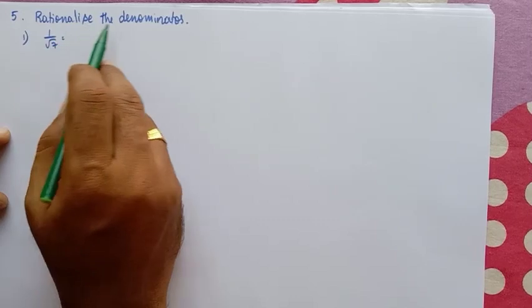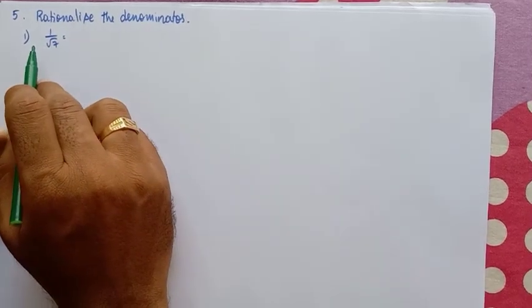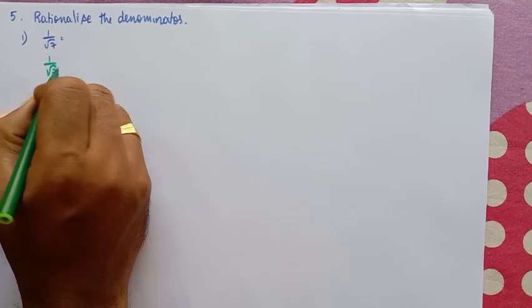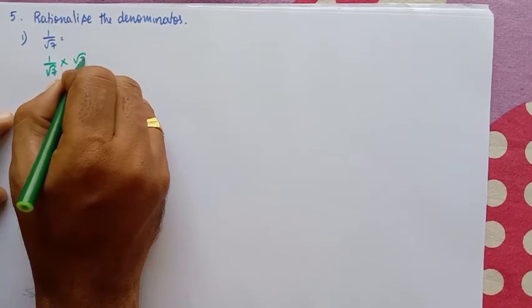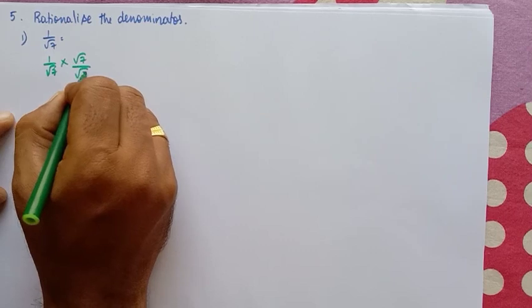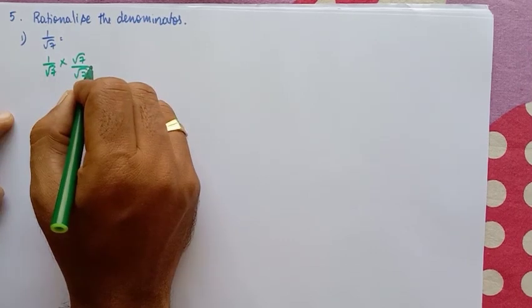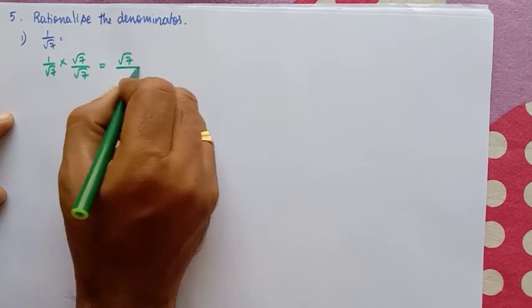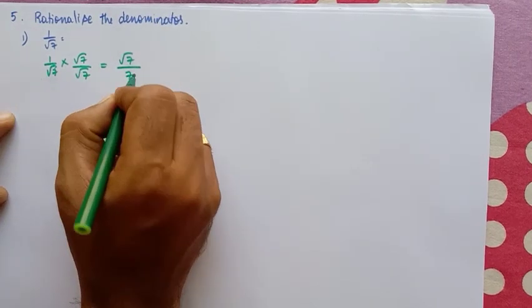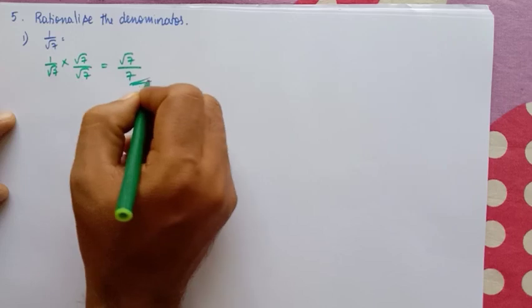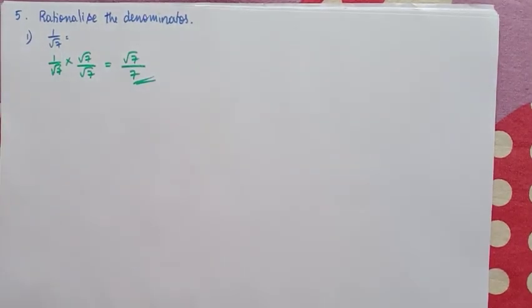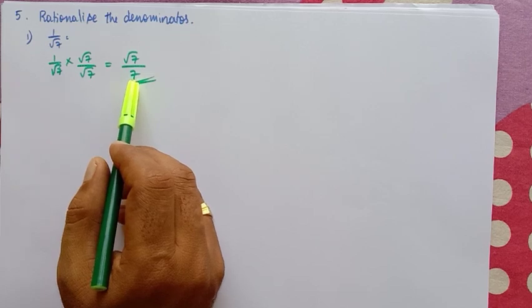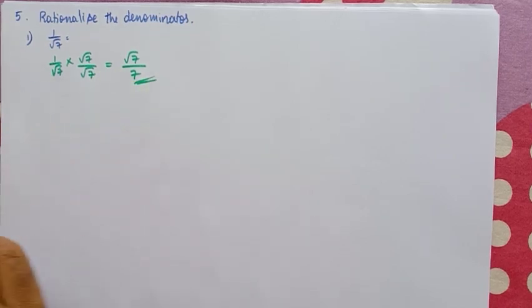Fifth one, rationalize the denominator. First problem, 1 by root 7. For 1 by root 7, we multiply and divide with root 7. So 1 into root 7 is root 7, and root 7 into root 7 is 7. This completes the problem. So the denominator is no more an irrational number, it is a rational number.